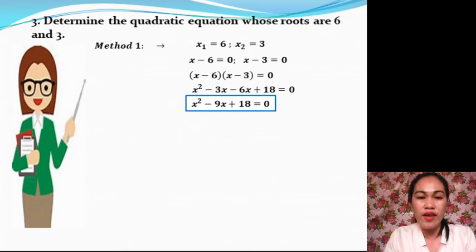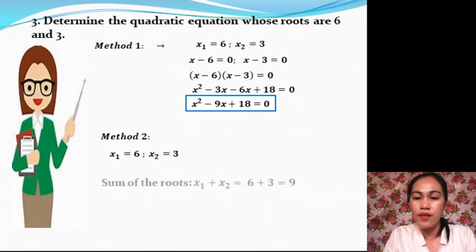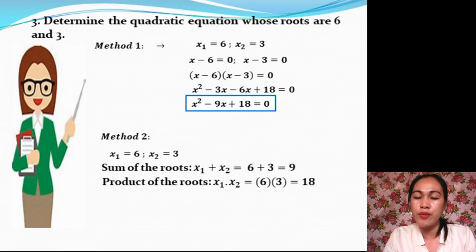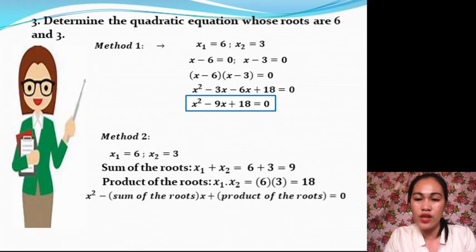Next method is by the use of the sum and product of the roots. So we have the roots 6 and 3. For the sum of the roots, we are going to add the two roots. So we have 6 plus 3 equals 9. Then for the product of the roots, 6 times 3 is 18. Then after determining the sum and product of the roots, we are going now to substitute them in this equation.